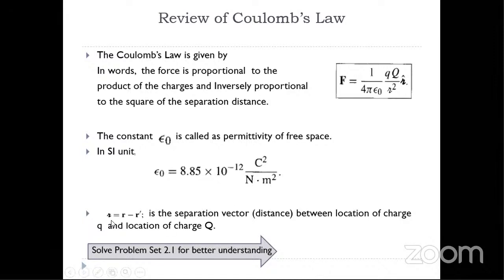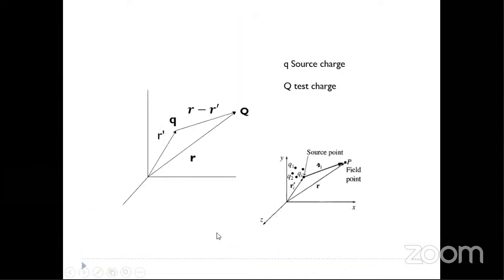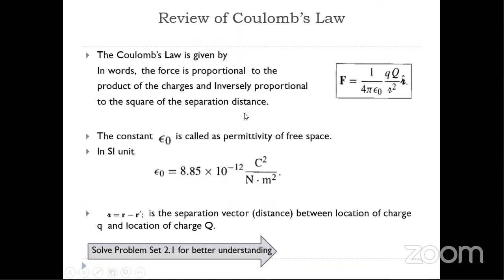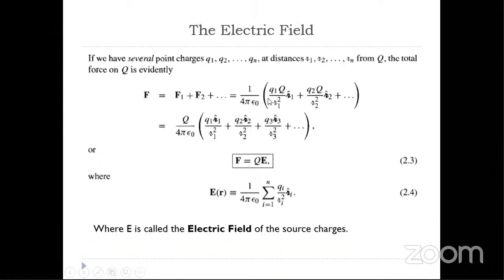What is R bar? R bar minus R dash bar is a separation vector, that is the distance between the location of charge Q and the location of charge capital Q. So this is a review of Coulomb's law, what we have done in our 11th science. Now let me write down our equation.